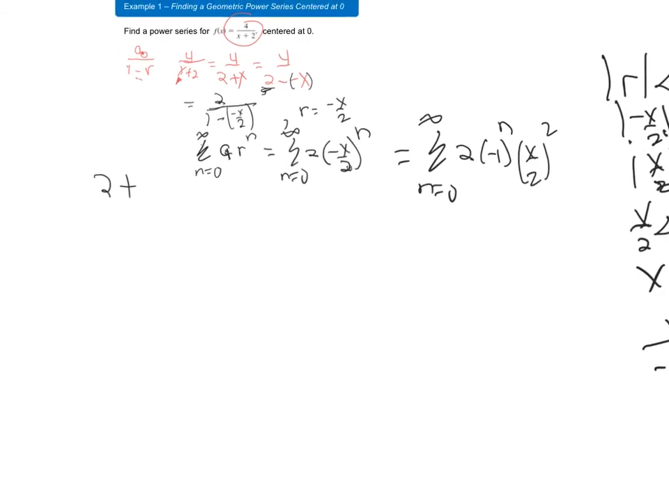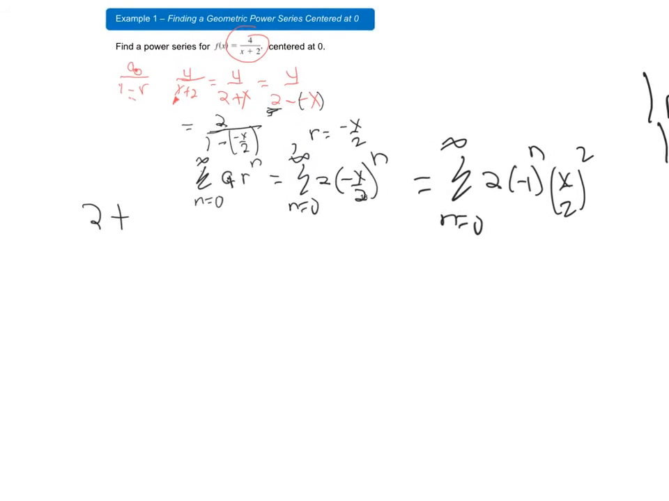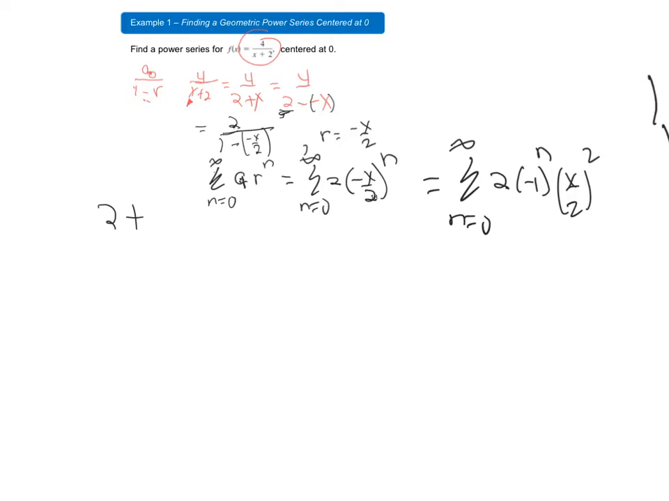Let's see what it looks like if I break it down. If n is 0, here's what I'm going to do. If n is 0, negative 1 to the 0 is a 1. x over 2 to the 0 is a 1. 1 times 1 times 2 is 2. Told you it would be a 2.